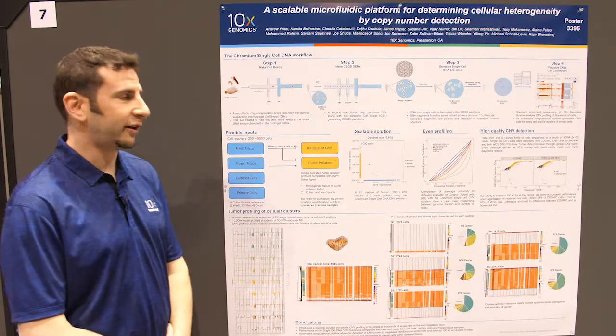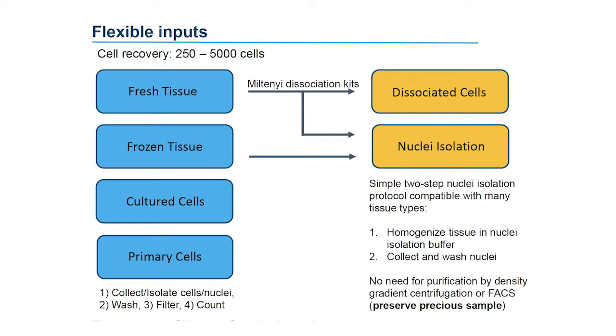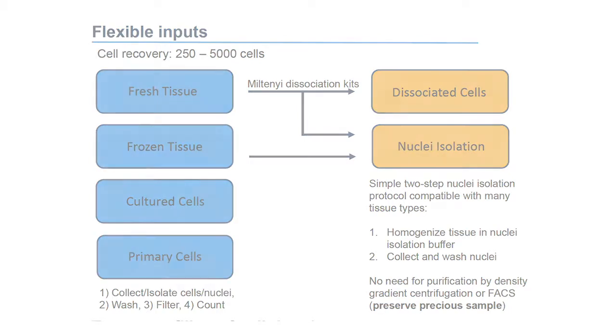We can start with a variety of input cells, including fresh tissue and frozen tissue. Fresh tissue allows us to either use dissociated cells or isolate nuclei from them. For frozen tissue, we can get nuclei isolation. We can also use cultured cells or primary cells in this system.